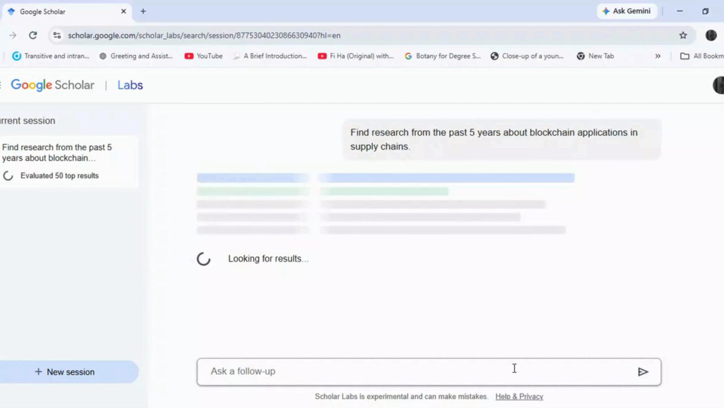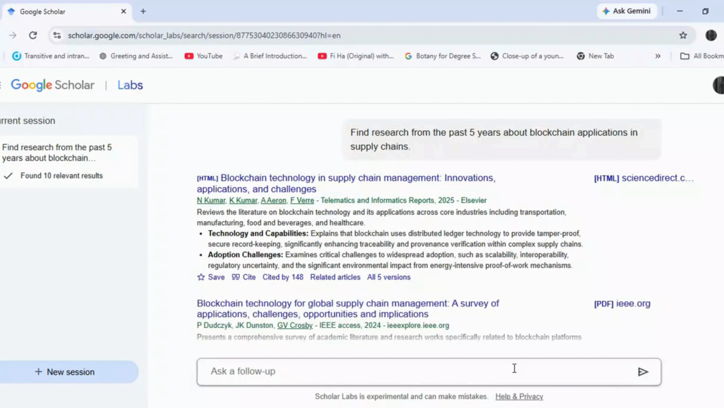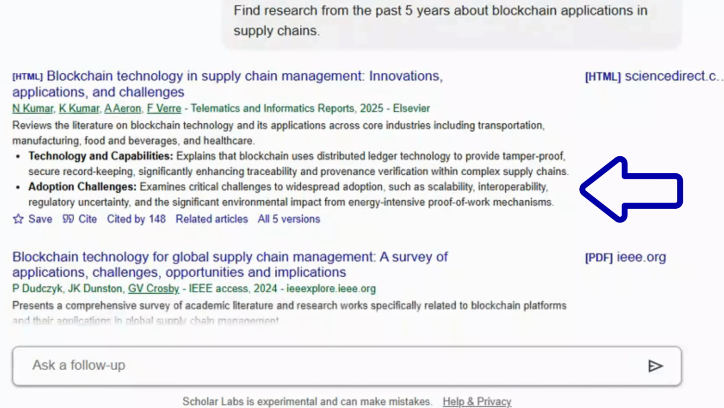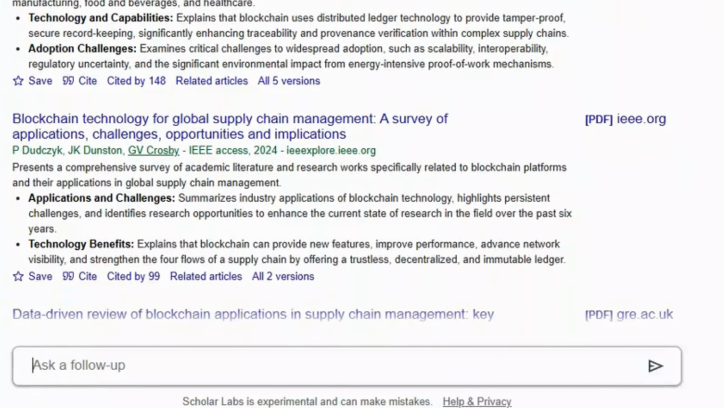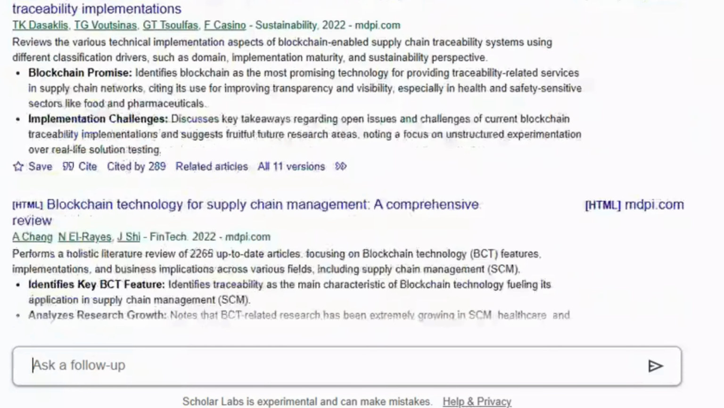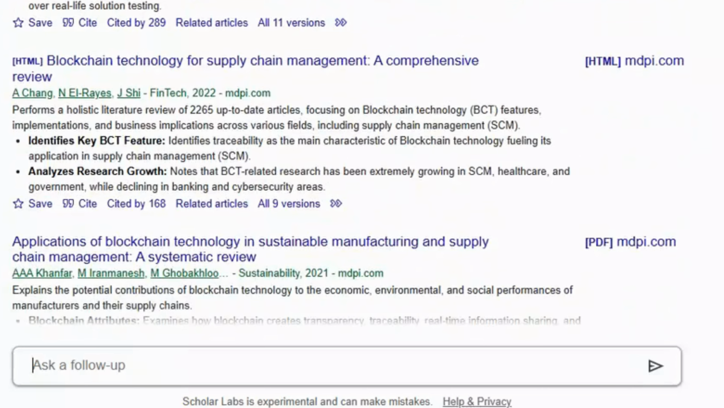Scholar Labs then analyzes the question. It evaluated 143 results and provided a selection of relevant research papers. What I really like is that, along with each research paper, Scholar Labs provides a short explanation of how that particular paper is related to the question. For example, this study reviews different technical implementation aspects of blockchain-enabled supply chain traceability systems. This makes it easier to quickly understand why a particular paper appeared in the results.